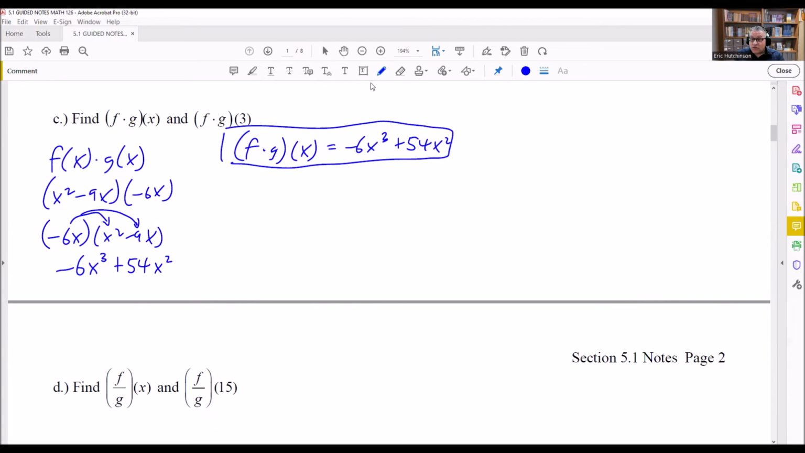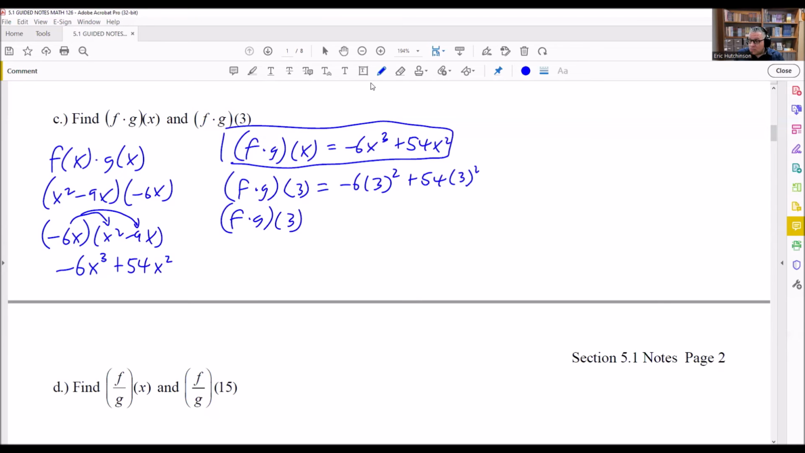Next, I want us to do f times g of 3. So f times g of 3 means that we're going to put a 3 into all the x's. Okay, so we put in a 3 for both the x's here, and now we just want to work that out to get the answer.